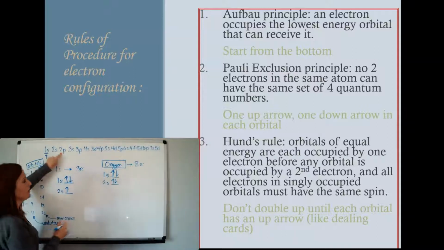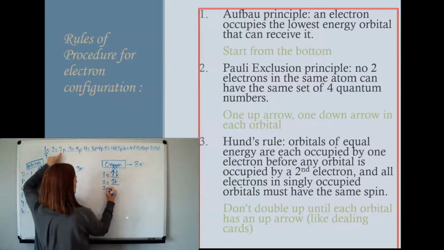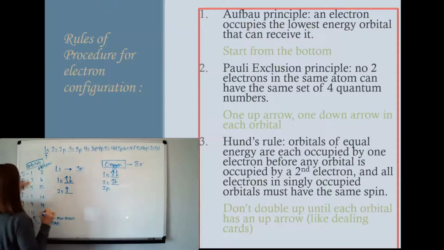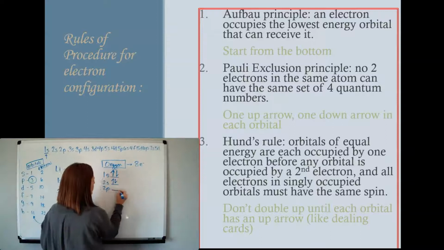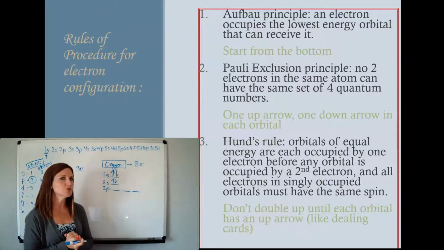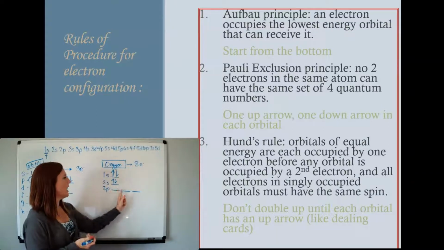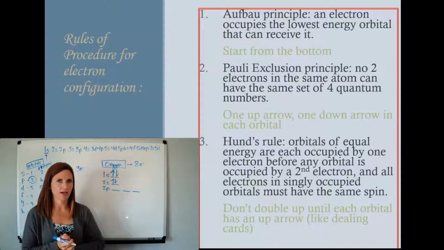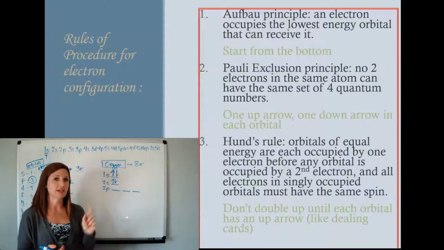is 2p. So I'm going to put 2p right here. And p can have 3 underlines, so I'm going to put all 3 underlines here. And now we're going to see Hund's rule for the first time. Hund's rule tells me that I need to put 1 up in every underline before I put any facing down.